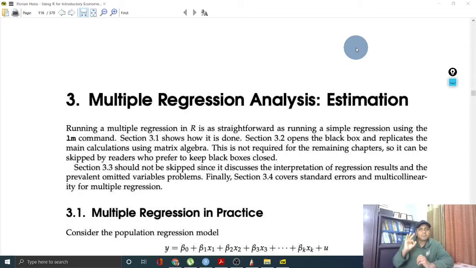We are now in chapter 3 and we have covered quite a few things in my previous videos. Now we are covering multiple regression analysis estimation. And as you know, in previous videos we have discussed univariate regression, where there is only one regressor and one dependent variable. In this particular video, we are talking about multiple regression analysis in practice. So let's get started and we will explain everything, and as you know, how to run the R syntax and R scripts using R Studio.